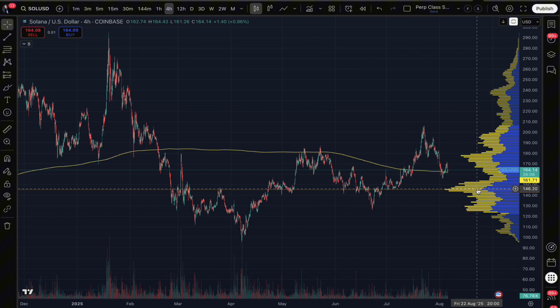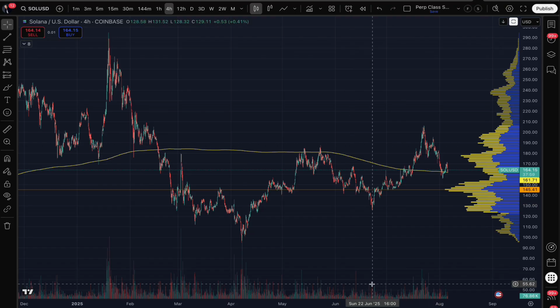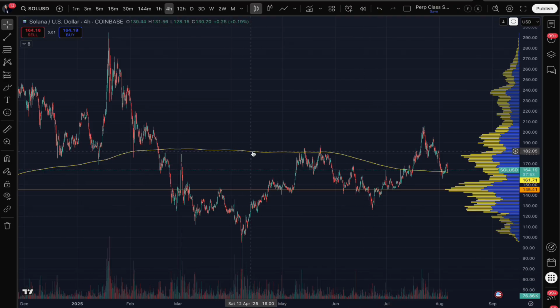volume, the VRVP. Again, if you are not familiar with these tools here, the VRVP on the right, the volume on the bottom, go to my trading education playlist. Again, it's linked in the description of how I set up charts with all these tools. And then I also have the 200-day moving average on the price action right here.